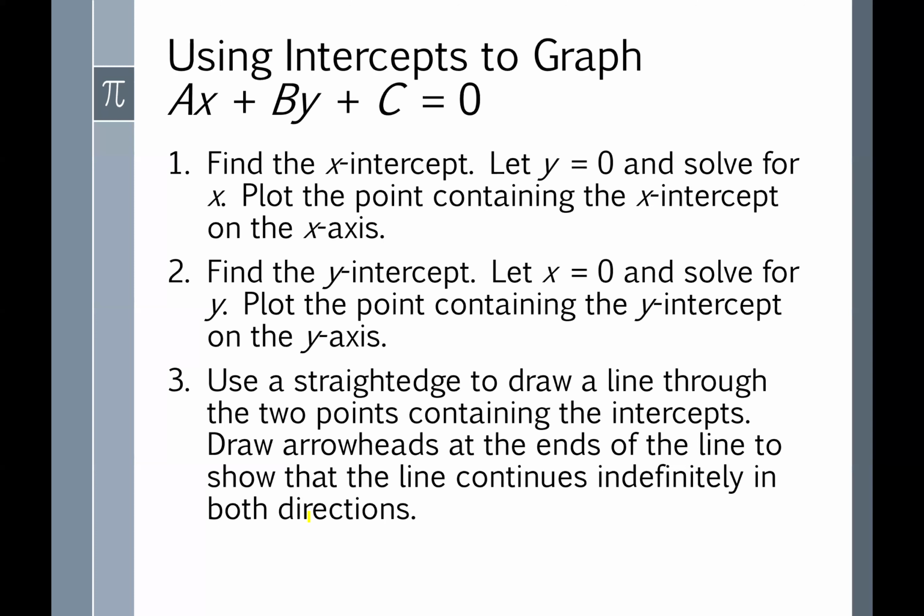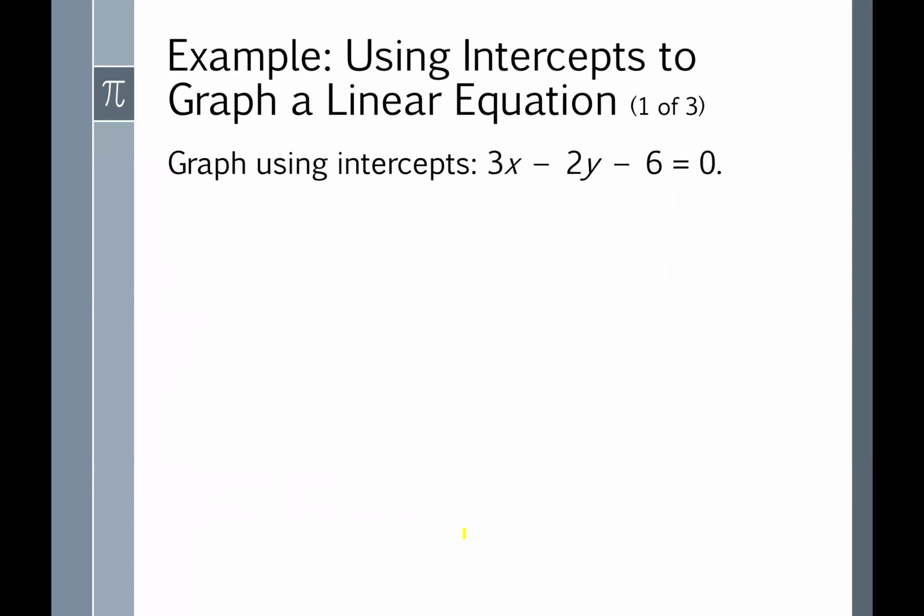Now this is my favorite way to graph the equation of a line. And it works very well in my math lab, except when the intercepts are fractions. And lots of times in my math lab, if the intercept is a fraction, you can't graph it that way. Very annoying.